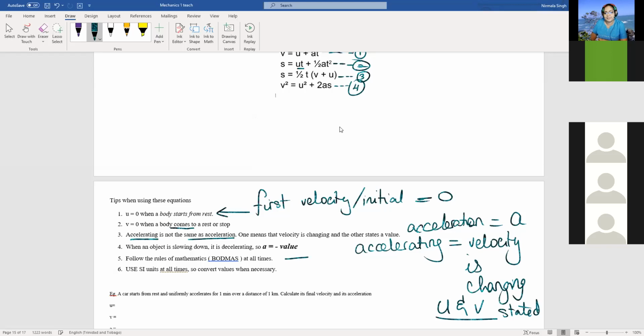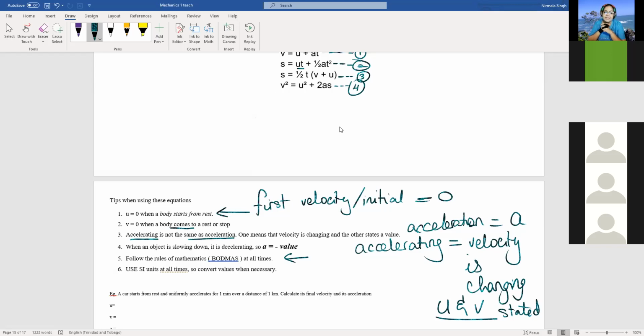Please, please, please follow the rules of BODMAS all the time. So you work out multiplications first. You work out stuff in brackets first, and then you add and multiply other things. Please don't just walk through and add and multiply straight across. You all should know how to use BODMAS by now. And last and not least, well, we'll encounter some more tips.